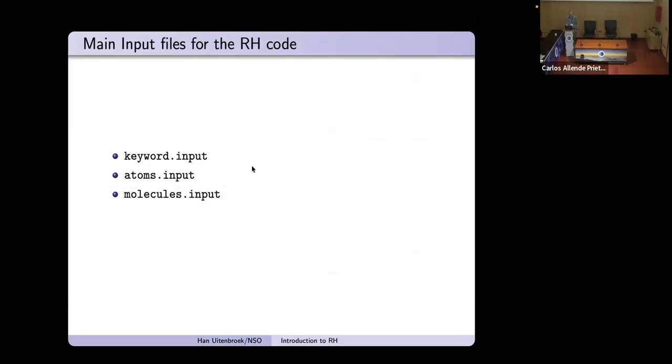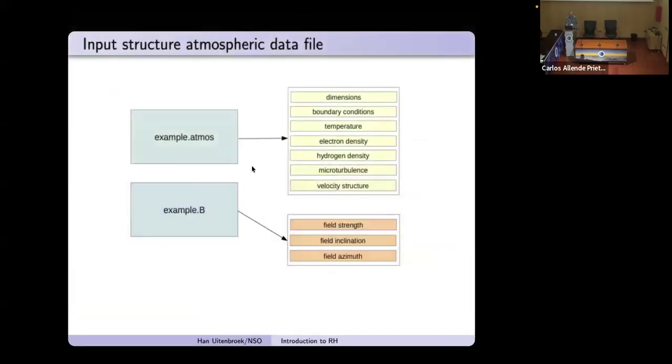So these are the main input files. The Atmos files, of course, in the different geometric cases, specify the dimensions and the boundary conditions. For instance, in 3D, you have periodic boundary conditions on the horizontal directions, and you have a thermalized boundary condition at the bottom and a zero radiation at the top. But you can also set different values.